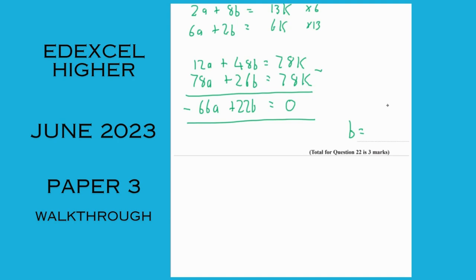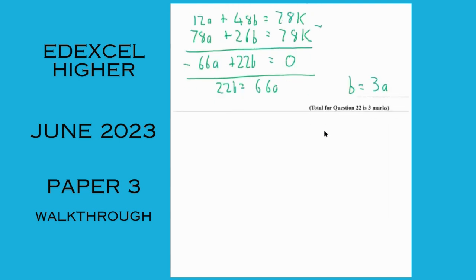We can now get b equals. We add 66a to both sides. We're nearly there. Divide both sides by 22. All that for something that looks straightforward, but only at the end.